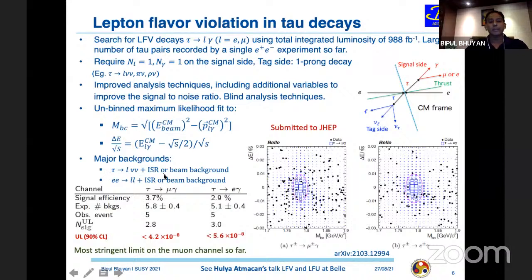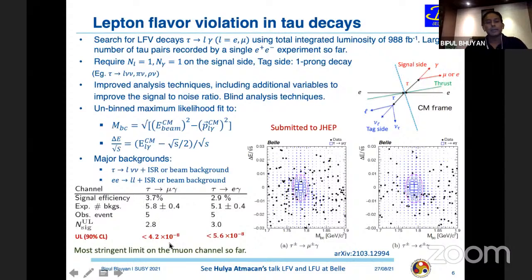The major backgrounds in this case come from tau decaying to a lepton and a neutrino pair, and also the ISR or big background processes, and also from e plus e minus to lepton pair plus ISR and big background processes. In terms of the observations, we expected a total background of about 6 events for tau to mu gamma and about 5 events for tau to e gamma, whereas we have observed 5 events in both cases, which is consistent with the expected background.